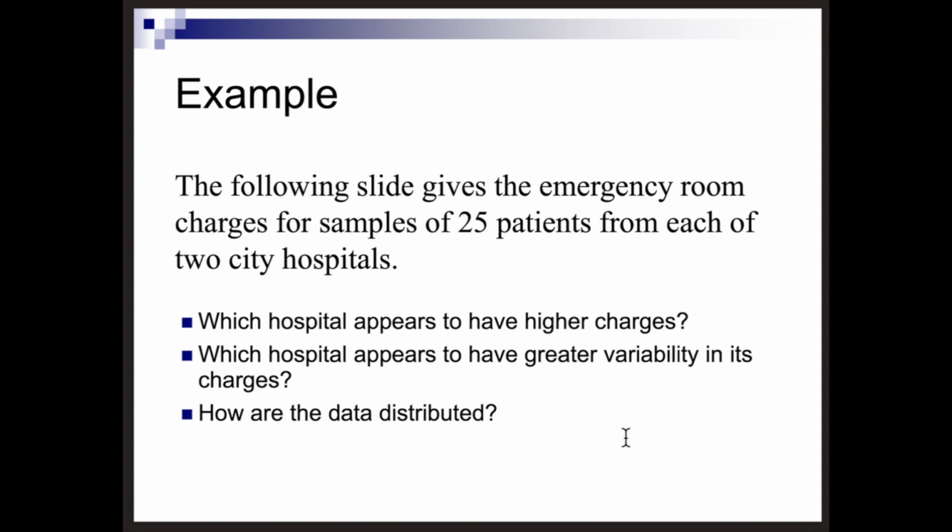Now let's look at some examples here. The following slide gives the emergency room charges for samples of patients from each of 2 city hospitals. And so the question I want you to think about when you look at these 2 data sets, which we're going to show side by side so that we can try to compare them, are which hospital appears to have higher charges, which hospital appears to have greater variability in its charges, and how are the data distributed? Can you get a sense of the shape of the distribution of the data by looking at the data sets? So we want to think about those questions.